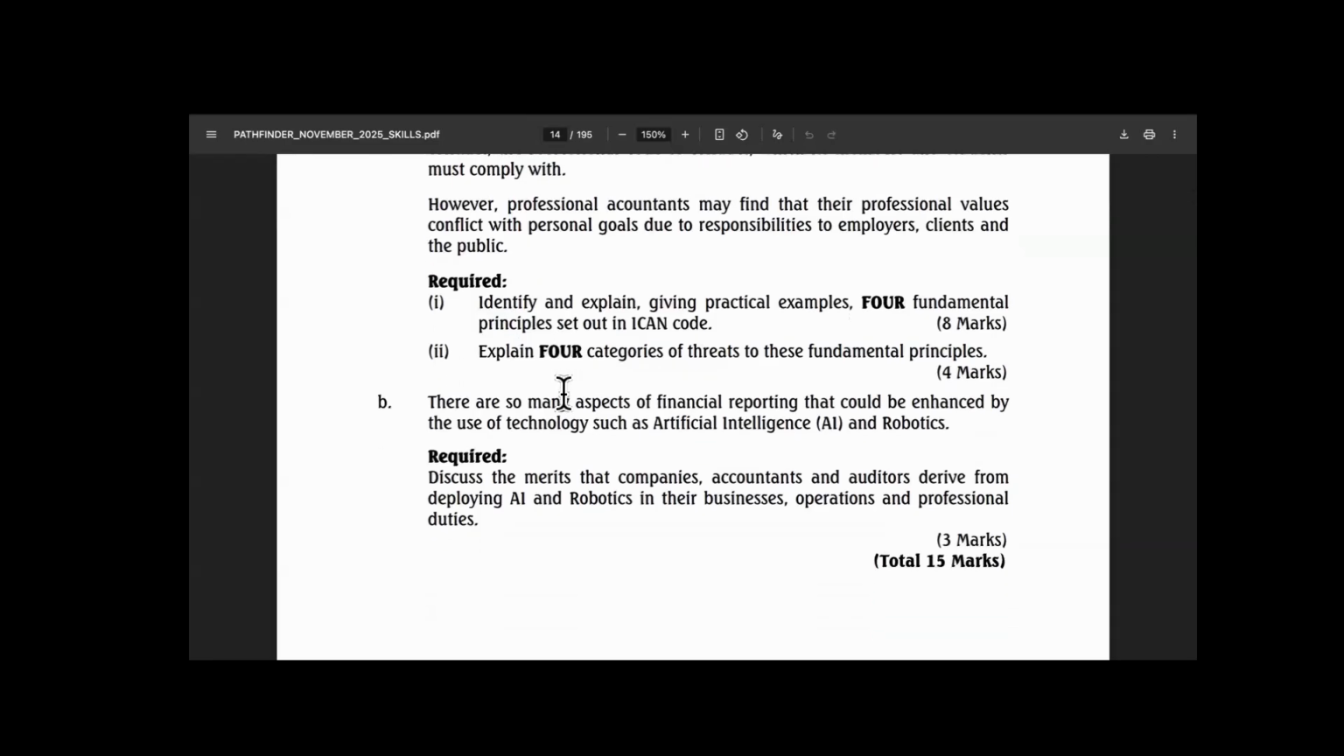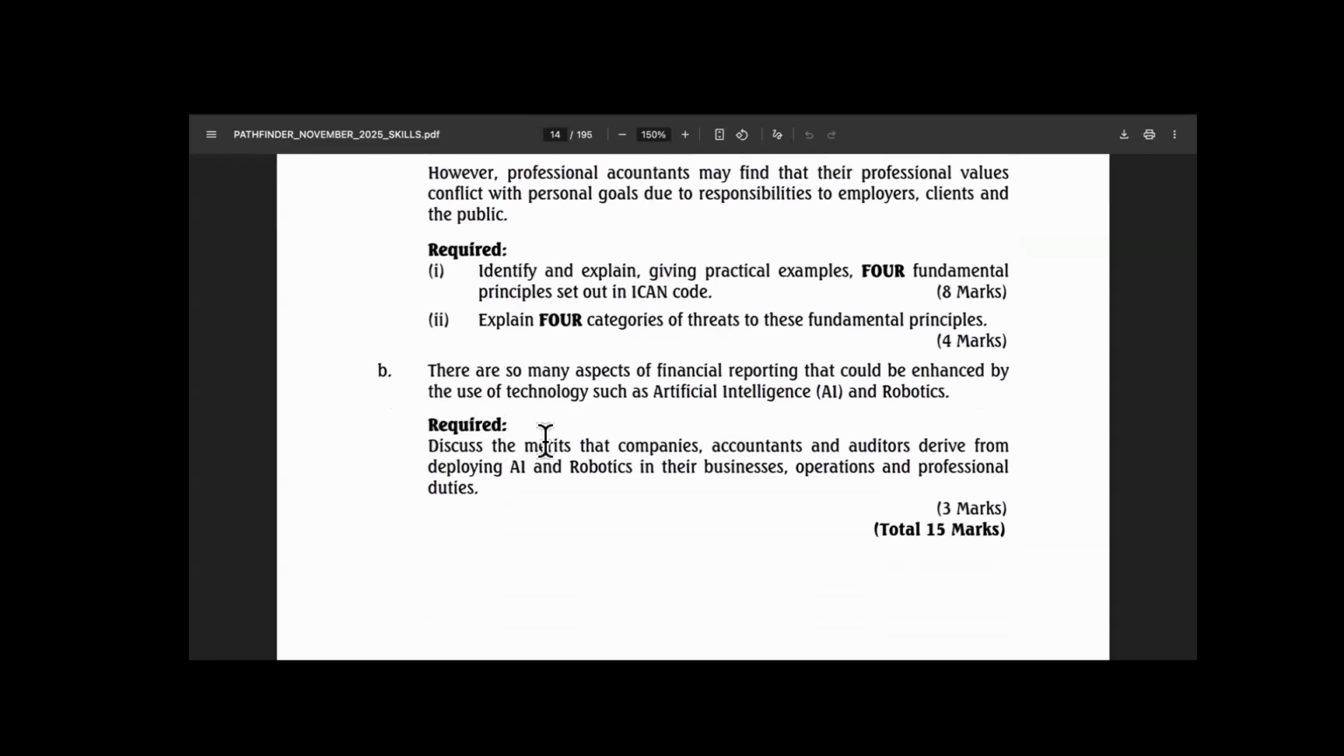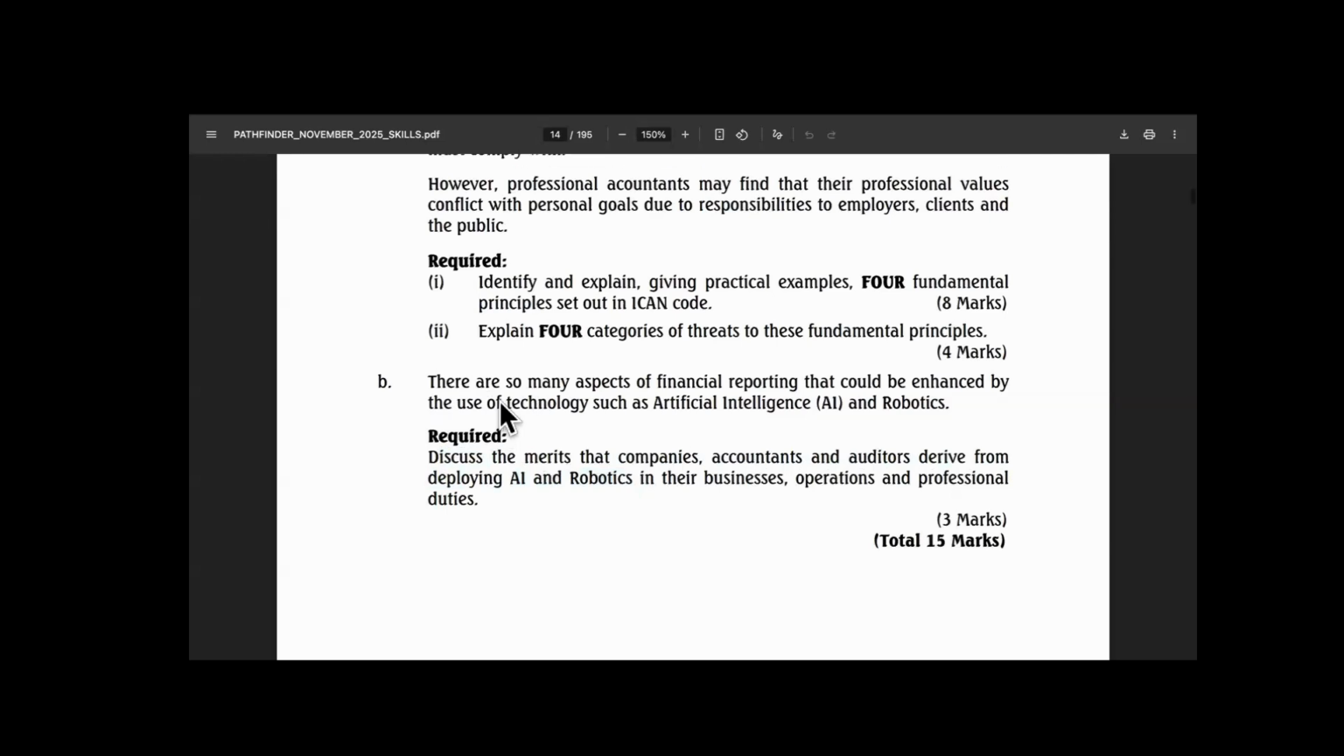It's even easier. Now, they say, discuss the merits that companies, accountants, and auditors derive from deploying AI and robotics in their business operations. This one is in your notes. I told you the roles of technology in reporting. That's the answer here. Whatever name they call that technology, whether machine learning or whatever it is, those roles, and it's just 3. So this is technology in reporting.